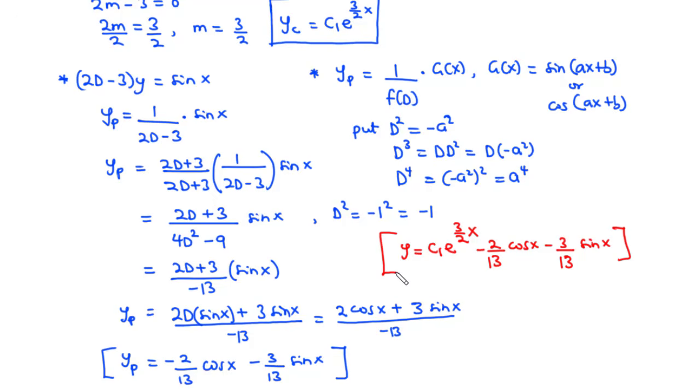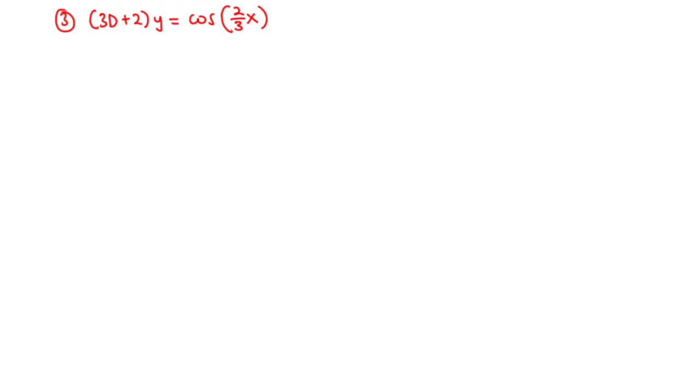Let's consider the next example. So again, let's consider an example where we have g of x to be either a sine or a cosine function. Let's try to solve this example together. So here, straight away, let's find the auxiliary equation. From this, we have 3m plus 2 equals 0. We have 3m equals negative 2. We divide through by 3. And then we have m to be equal to negative 2 over 3.